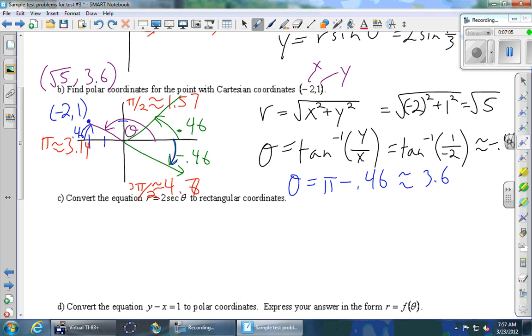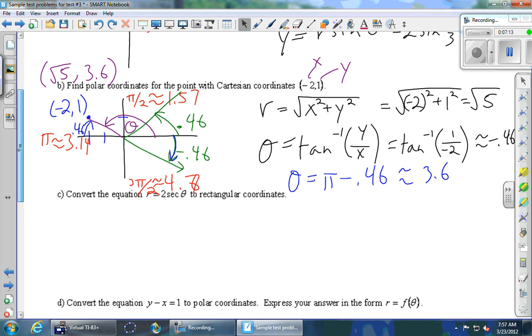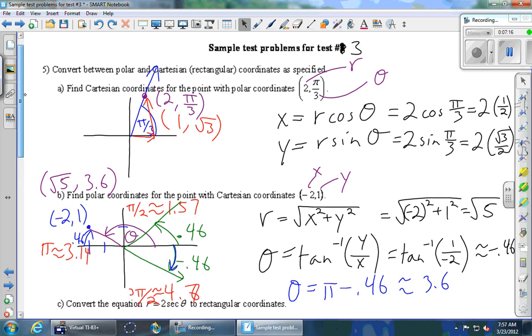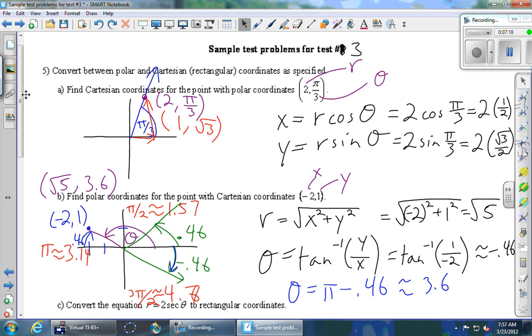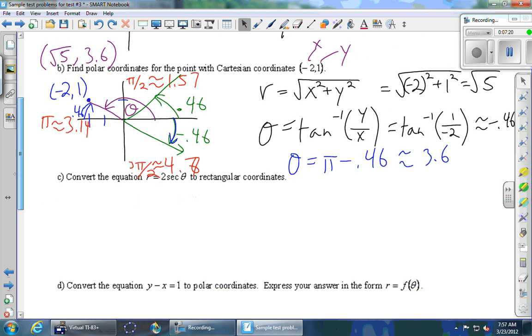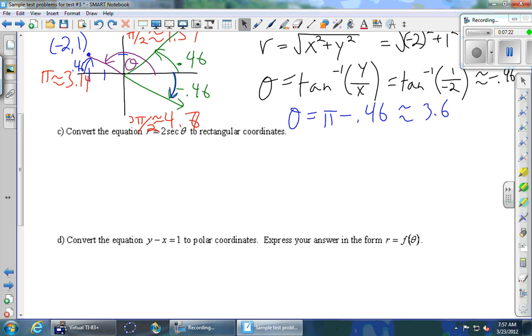Let's see. Convert the equation r equals 2 secant of theta to rectangular coordinates. Okay, I see that I have an equation up here at the top with an r and a cosine, and another one with an r and a sine. I don't have anything with a secant. So it feels like a very natural thing to try first is to replace that secant with 1 over cosine.